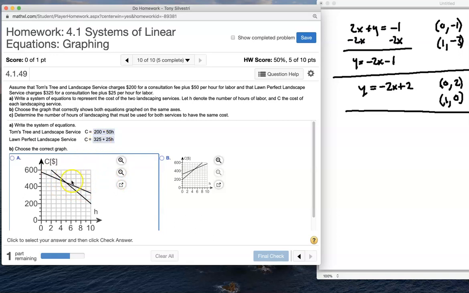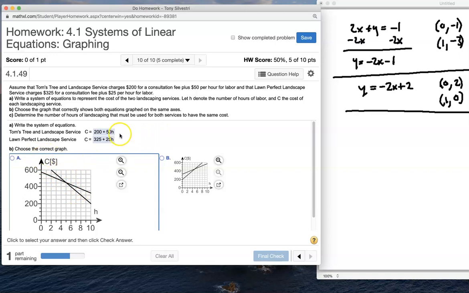Let's see. One equation would be when h is horizontal. When h is 0, this looks like a line that starts off at about 500 and something. You know what? I'm not feeling A at all. And this one is off the charts. This line here goes off to like Never Never Land here, like $700.